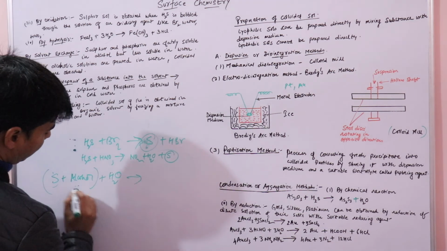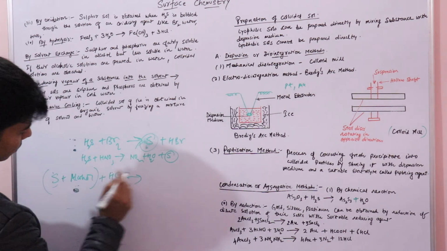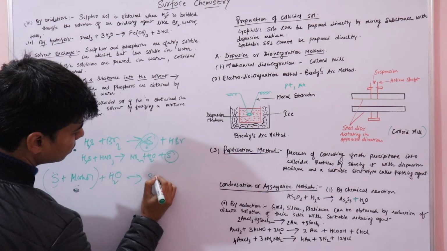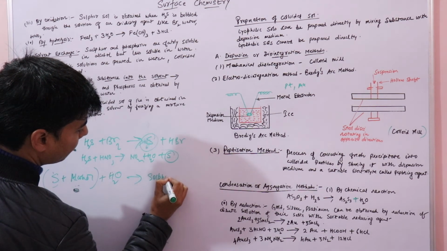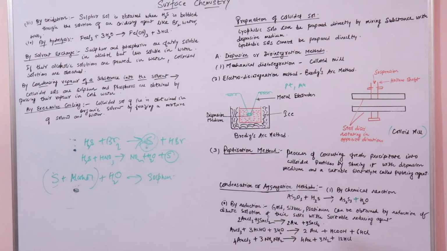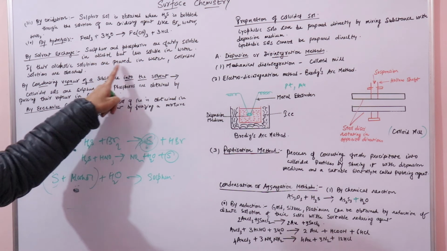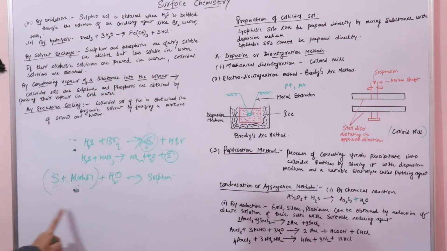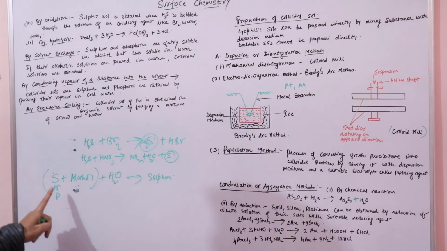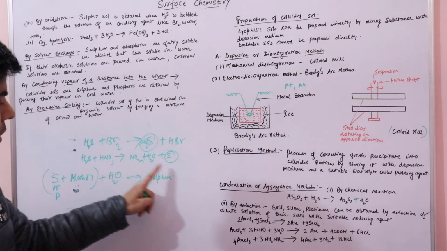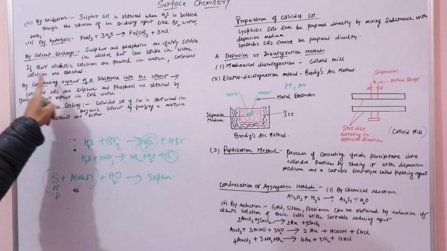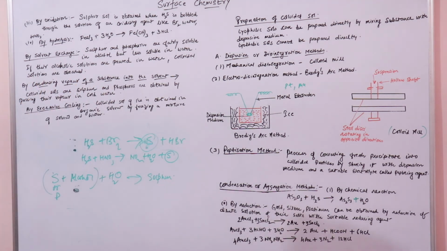When you add this to water, you get sulfur sol, right? Or the same, you get phosphorus sol, right? If their alcoholic solutions are poured in water, this being the alcoholic solution of sulfur or phosphorus, you get sulfur sol or phosphorus sol. Colloidal solutions of sulfur or phosphorus are obtained.